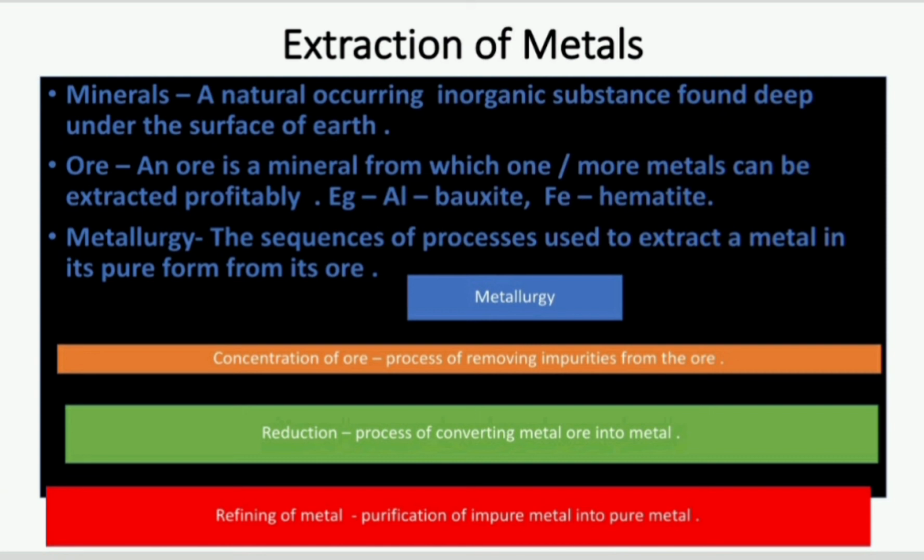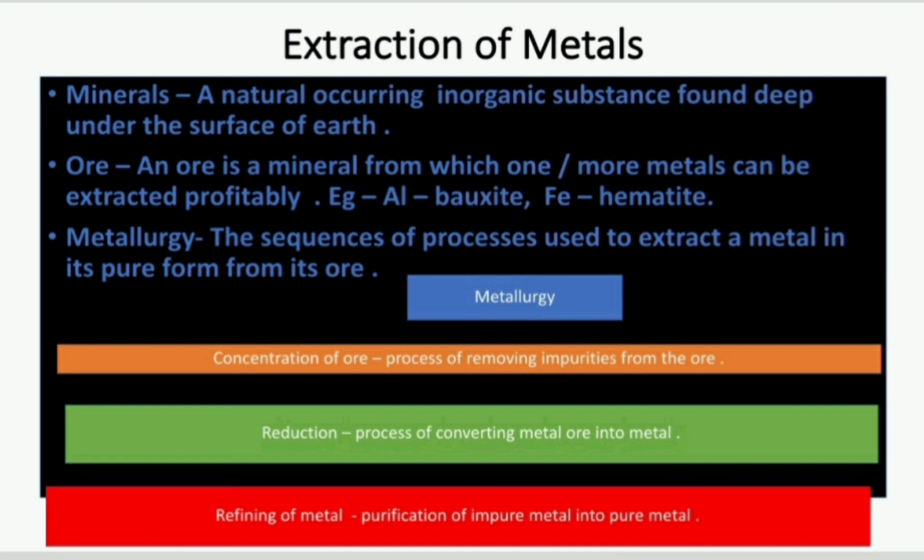So metallurgy is the sequence of processes used to extract the metal in its pure form from its ore. Metallurgy consists of mainly three steps. The first step is concentration of the ore, where the earthly impurities are removed. As we have got the ore from the earth's crust, it contains earthly impurities like sand, mud, dust, pebbles and stones. The removal of all these earthly impurities from the ore is called concentration of the ore.